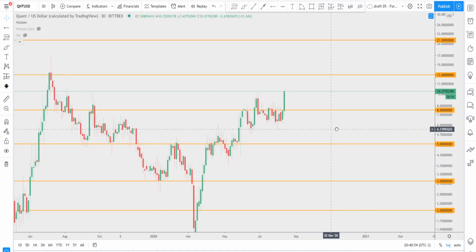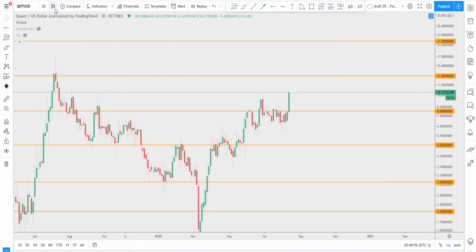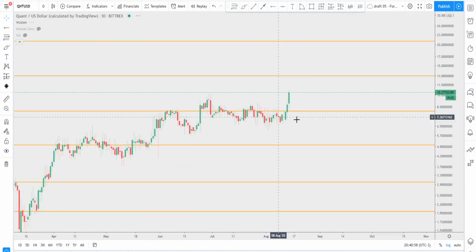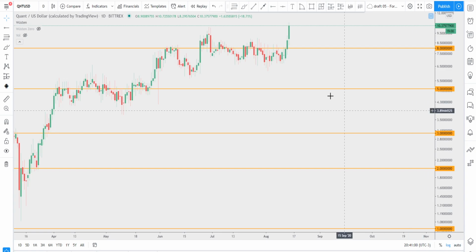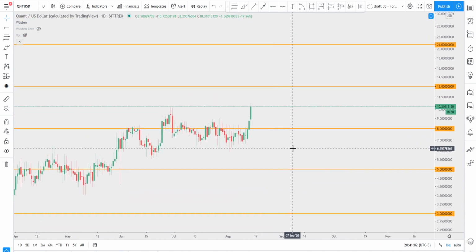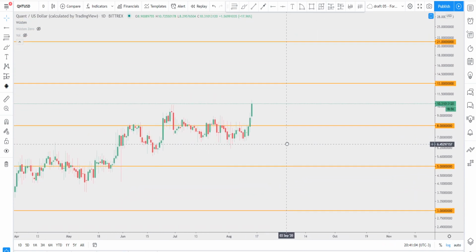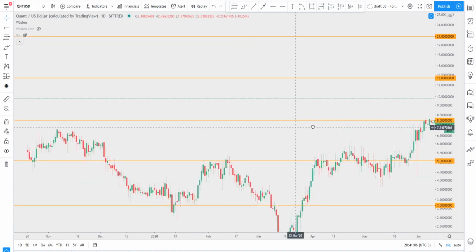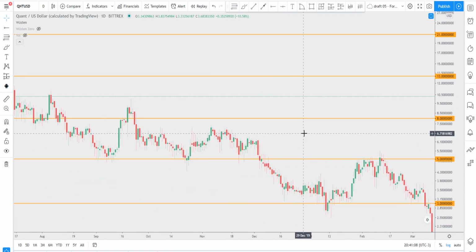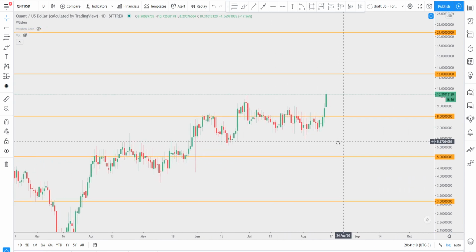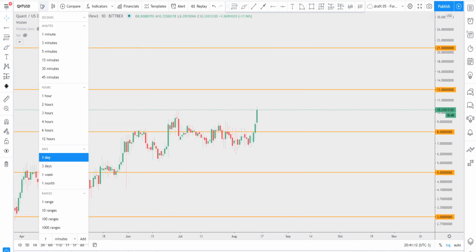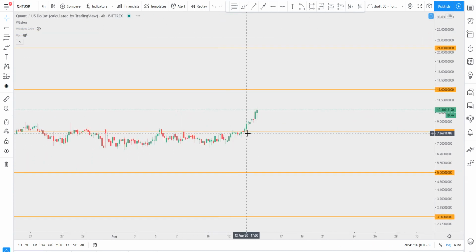Okay, so not a big deal here. Let's take a look on the daily. Okay, so we are trading above the average price. Yes, which is great so far. Let's jump into the 4 hours.